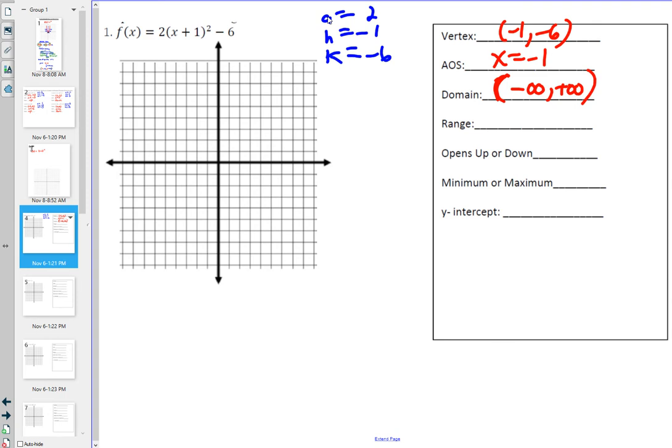Do we know the range? I know it. Yesterday I didn't know it because I didn't know the vertex from the beginning, but now I do. Hope, you want to give it a shot? Louis, you want to give it a shot?